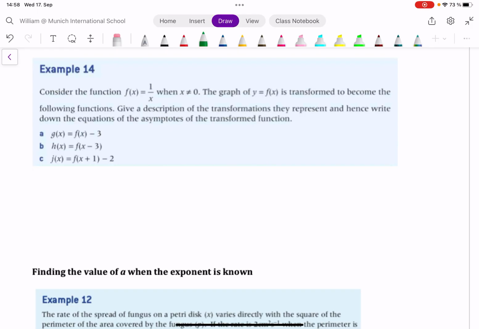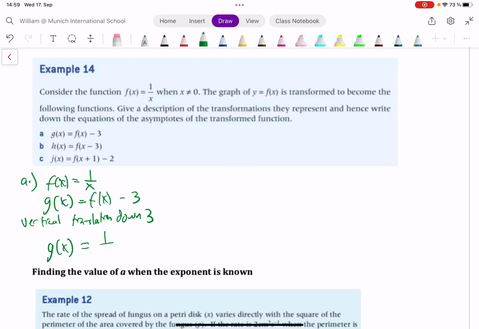So the first one, if I start with 1 over x, what happened to it if I subtract 3? If I take the whole function and I take away 3 from it, this is a vertical translation down 3. And so then all of its horizontal asymptotes would be down 3. So the equation would be 1 over x minus 3. The vertical asymptotes don't move because they are affected by x values.